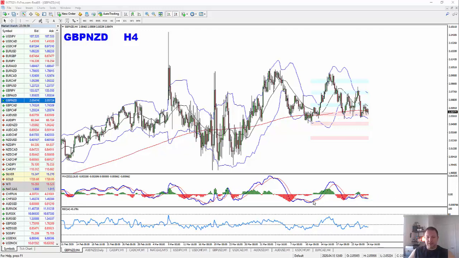The divergence we have here on the histogram, and the bigger-scale divergence on the moving average. So I wanted to show this example of how important synchronization is in multi-time frame analysis, with the multiple time frames giving you the same direction. Now, I use cycles and divergences. That's not the only method to work with.